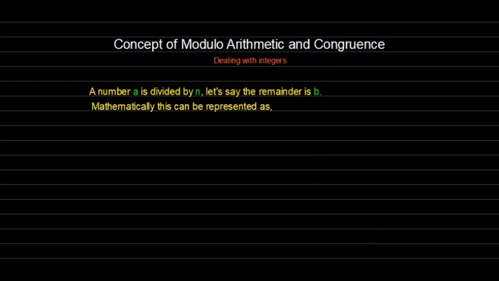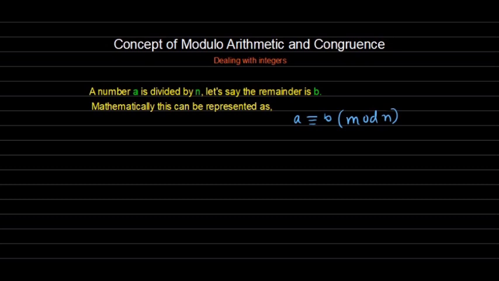So let me pick up a pen. This can be represented by a is congruent to b mod n. Here n is the divider. This means when a is divided by n, b is the remainder.